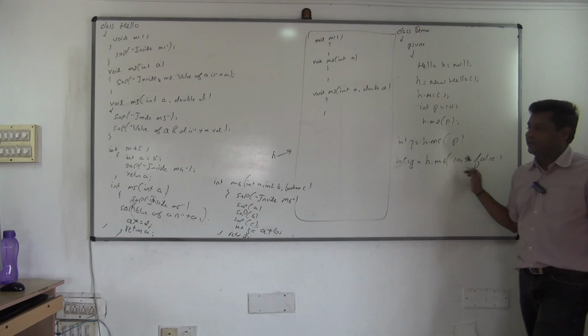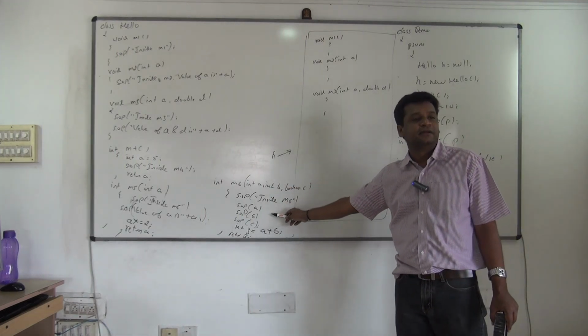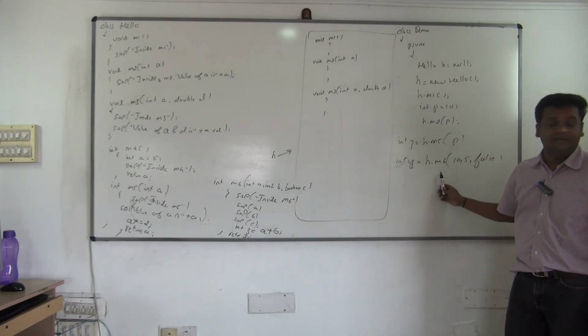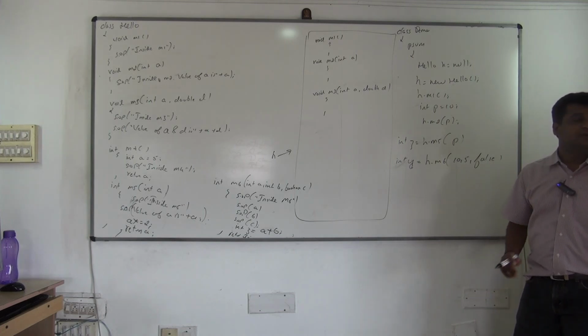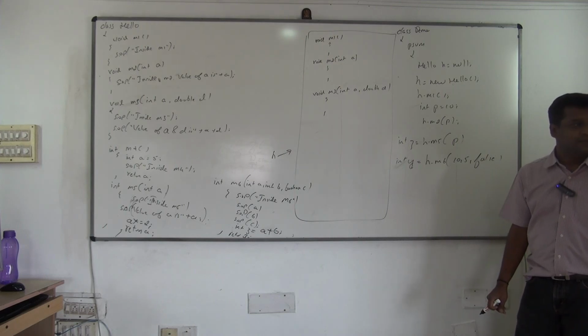10, 5, false, I'll send. M6 gets executed. So A and B are added, that is 15. That value is stored in Z. You are returning what? Z. So the value of Y will be what? 15. Valid code. The concept is how to send primitives as arguments. Clear?